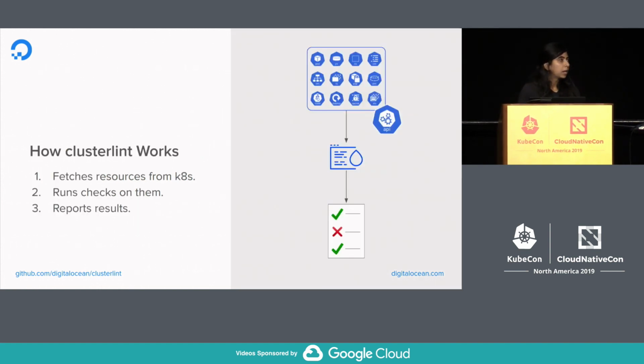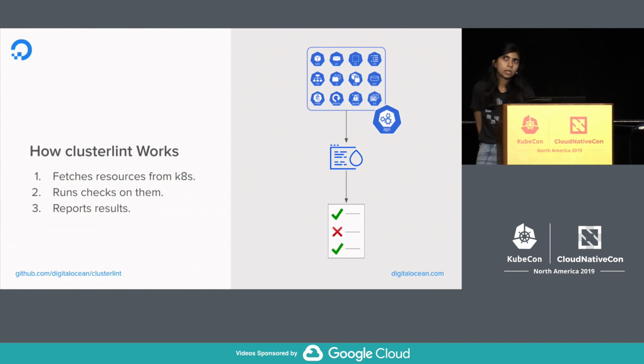So with these goals in mind, we started building clusterlint. How clusterlint operates is quite simple. First, we fetch all the relevant Kubernetes API objects from the cluster and store them in memory. We didn't want the checks themselves to worry about which objects to fetch, but rather focus on the operations themselves.